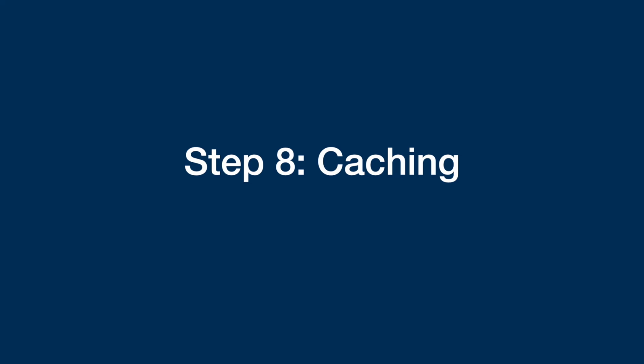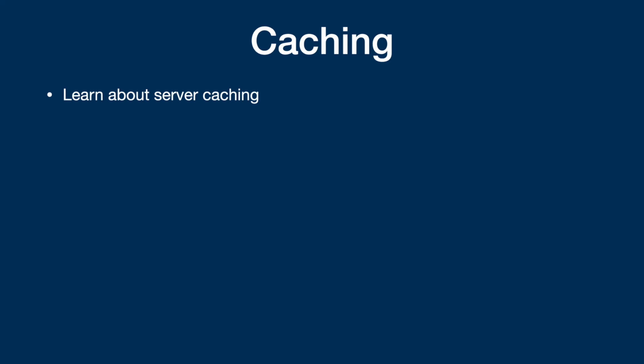That brings us to step 8, which is caching and how it works. Learn about server caching. Caching is one of the best things you can do to optimize your backend. You don't want to be reading data from disk all the time. Disk reads are very expensive, so you want to maximize the use of caches. So go ahead and learn about server caching.